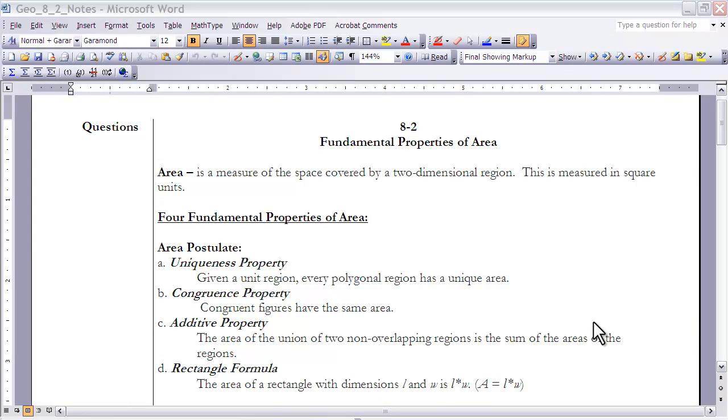These are the notes for section 8.2, fundamental properties of area. If you haven't done so already, make sure you stop the video at this time and read the section before going on with the notes.